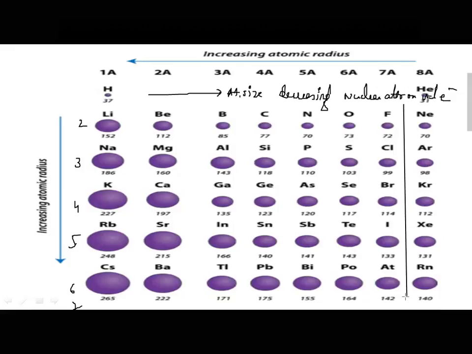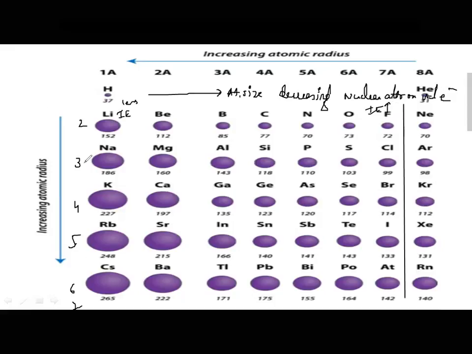When the nuclear attraction on the valence electron increases, what happens? We need to put more energy to remove the electron. So here I need less ionization energy. But when you go from left to right in the periodic table, the ionization energy increases.